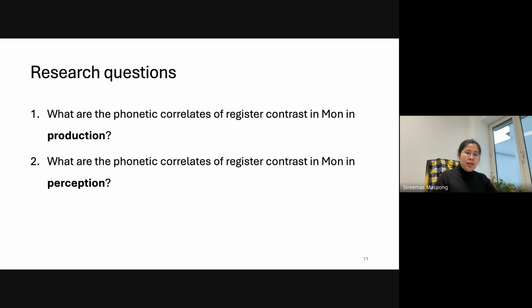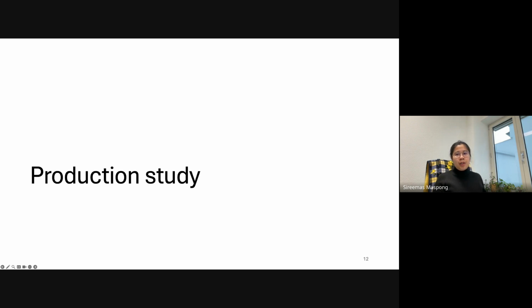One is, what are the phonetic correlates of register contrast in Mon in production? And the second one is, what are the phonetic correlates of register contrast in Mon in perception? So first, we start with the production study.